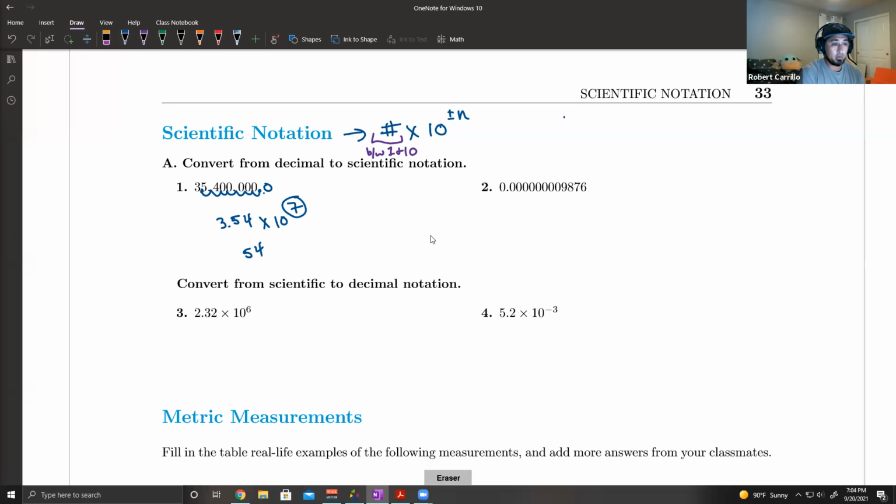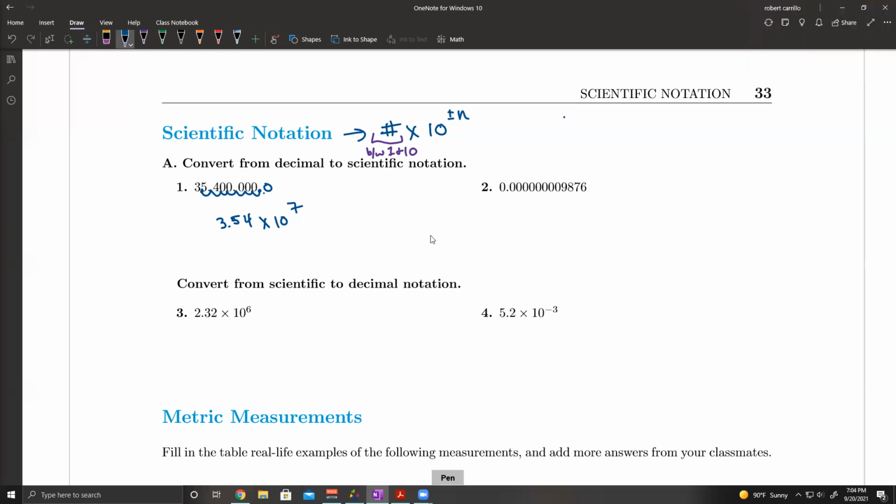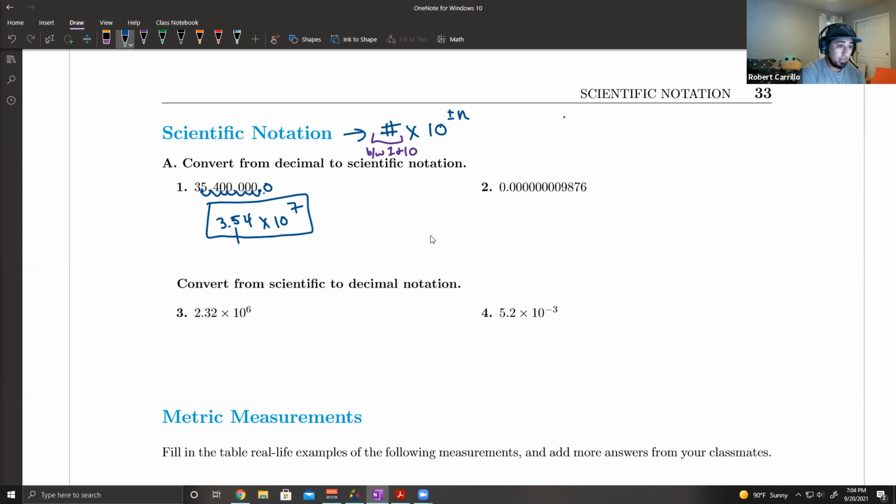Let me make sure I'm getting this right. So what you want is 2 decimal places so it can be in the tenths place? Well, the 5 and the 4, that's tenths and hundredths, right? All we're worried about is that you can have as many decimal places as you want. I could even add more zeros if I wanted to, but no matter what, that number would still be between 1 and 10. Is 3.54 between 1 and 10? Yes. So that's what we're looking for.